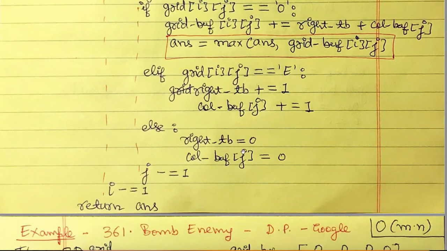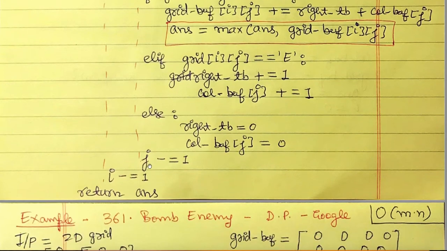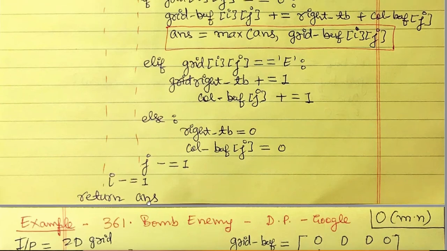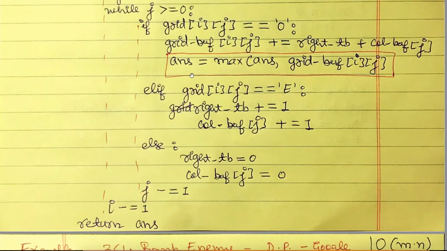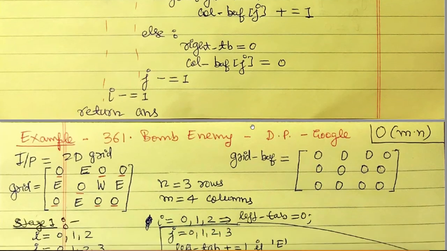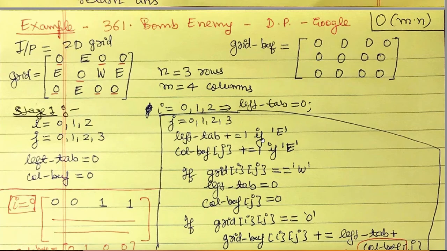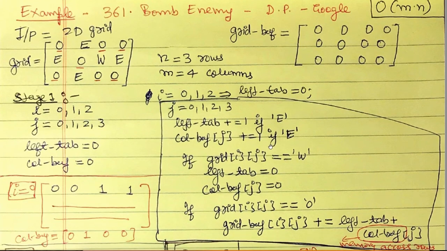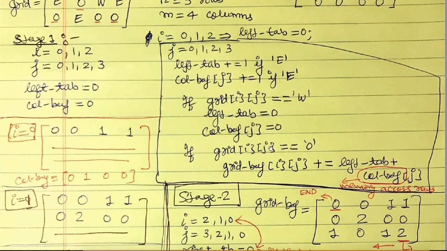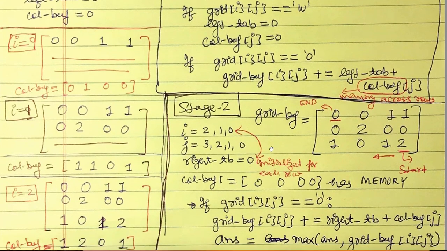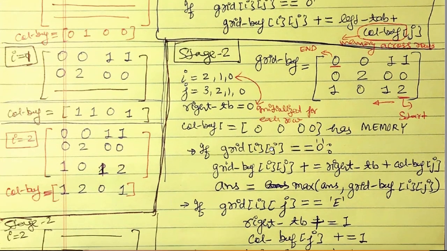And now if we get a wall, we reset the right tab and column buffer to 0, and we keep decreasing the column variable and then the row variable, and then we return answer, because answer is tracking the maximum of all the values in the grid buffer. I already explained this numerical example and went through it. I strongly suggest running through this example manually to understand the dynamics of the problem, and you can pause this video to do that.